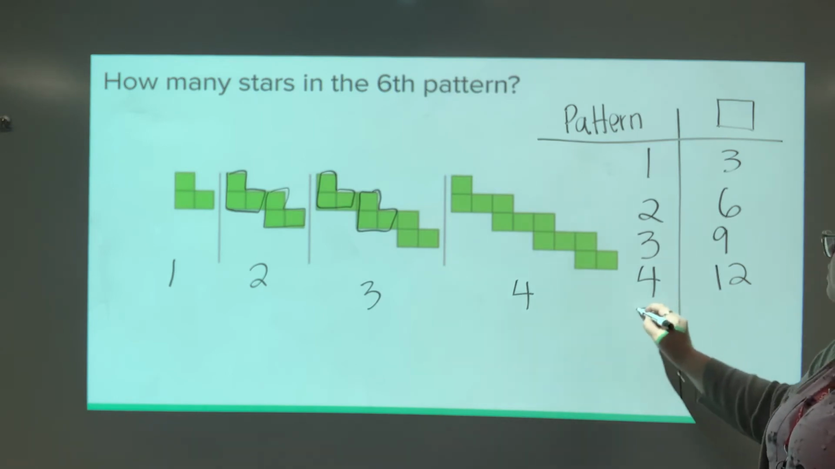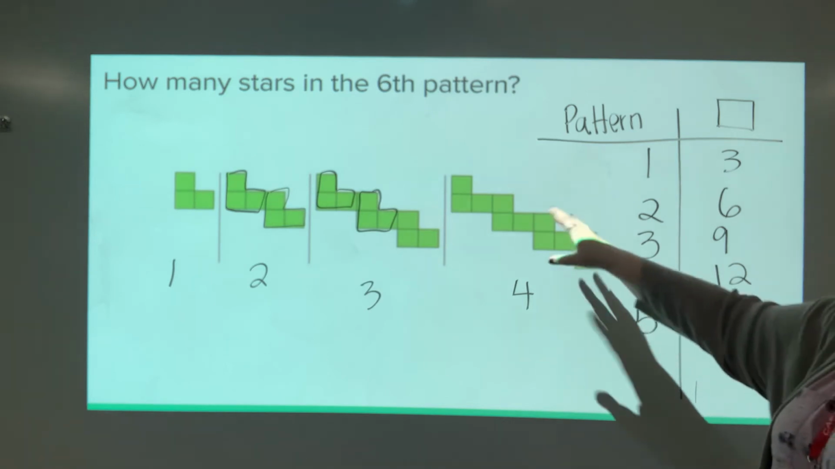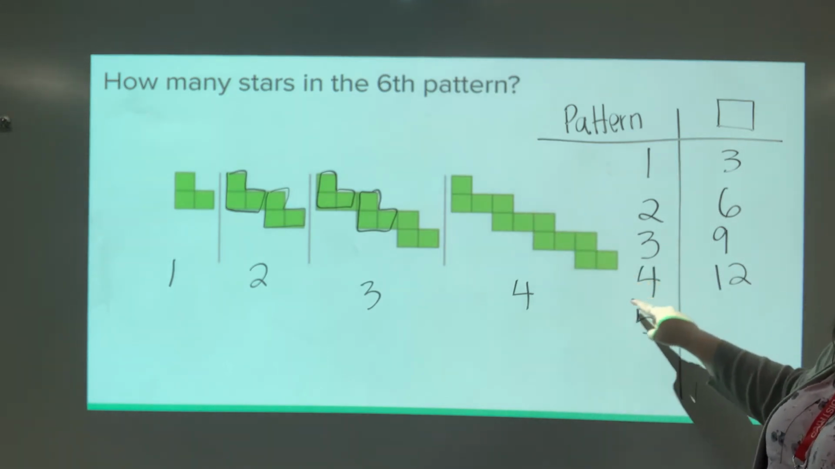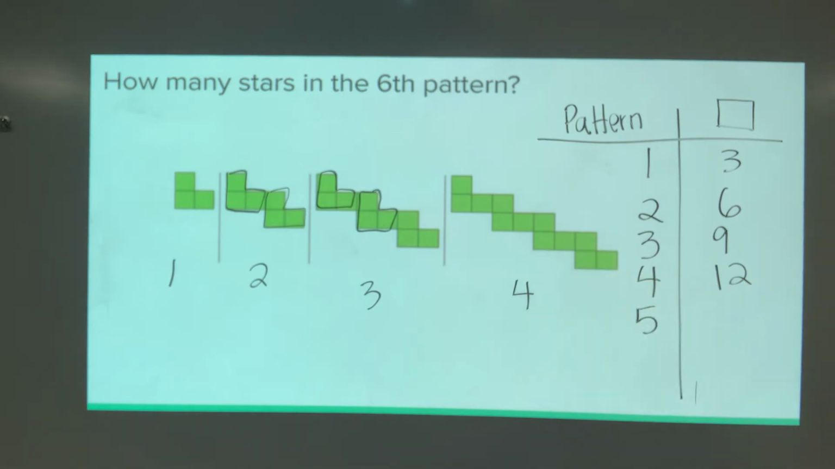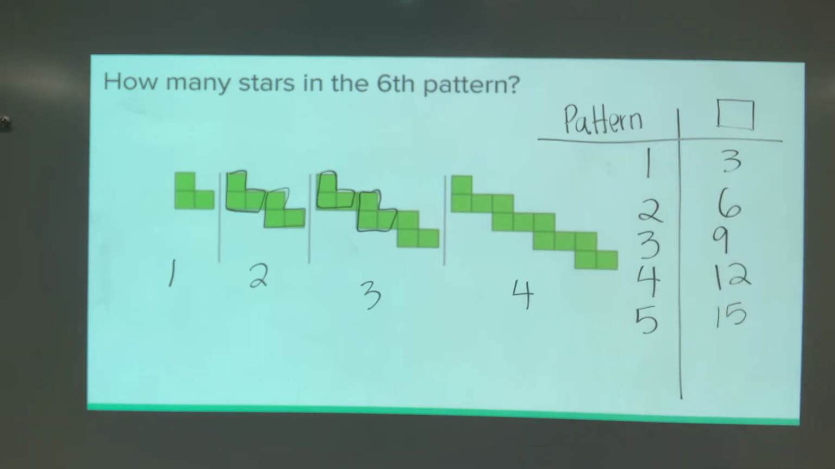Without even having to do this, how many are going to be in the 5th pattern? Without having to draw all this, I can just think, the 5th pattern, I'm going to have another 3 added on to the end of here. So just add another 3. That's going to give me 15. Again, are you noticing any pattern here? Are you noticing maybe an expression that we could write? I'm seeing that I'm adding 3 every time, or I'm taking my pattern number. That's how many groups of 3 that I have.